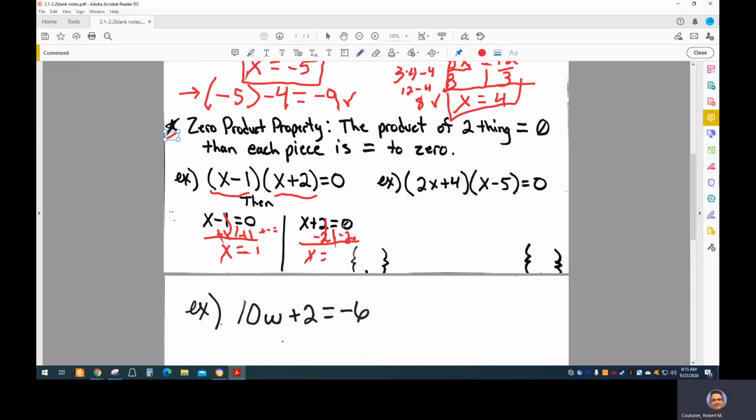X equals, well, 0 minus 2 is a negative 2. And let's test it. Negative 2 minus 2 equals 0. That is true, so it checks out.